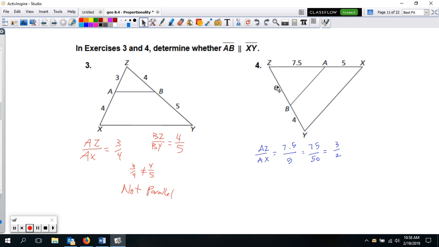Let's go to the other side. Again, BZ over BY. So BZ is the 6, the BY is the 4. So it'll be 6 over 4, and we've reduced that down to 3 over 2 also. So since they do equal each other, 3 over 2 equals 3 over 2, we now can say that AB is parallel to XY. So we could say, yes, they are parallel. That's what it says, determine whether they're parallel. So we could say yes on this one, but no on number 3.